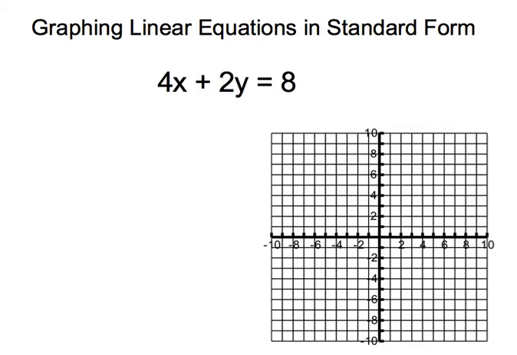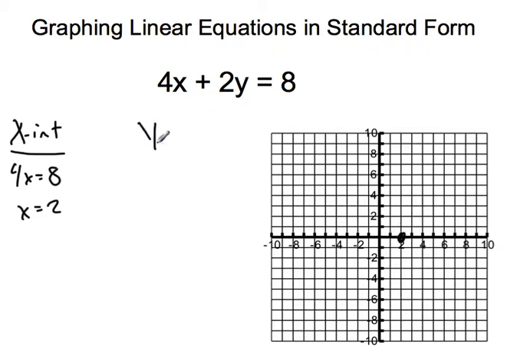Let's take a look. To find an x-intercept, you would substitute in 0 for y. So this whole thing becomes 2 times 0, which is just 0. You have 4x is equal to 8. And if you multiply both sides by 1/4, you end up getting x is equal to 2. So the x-intercept is 2.